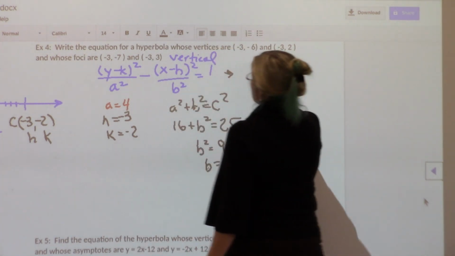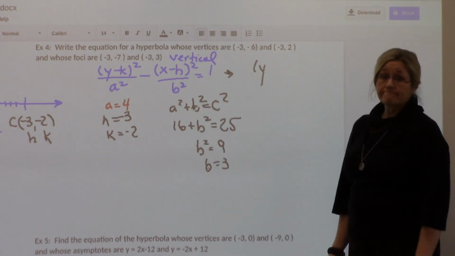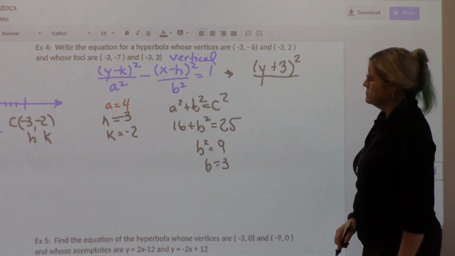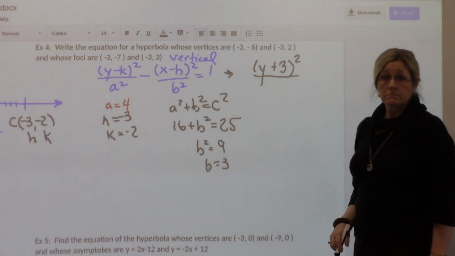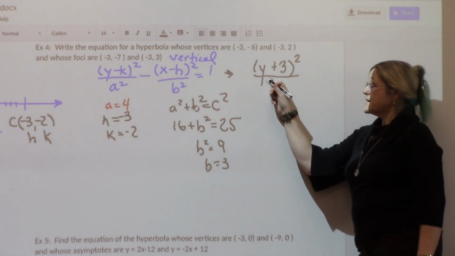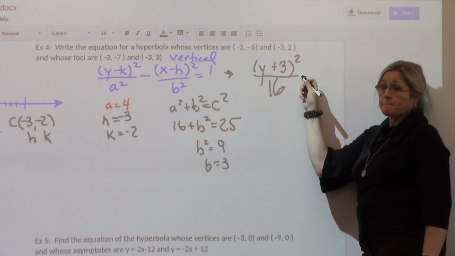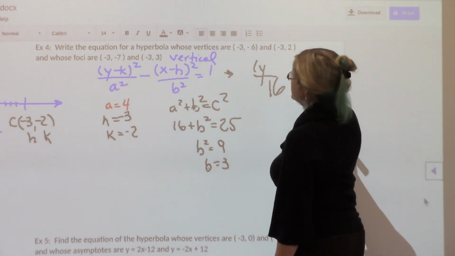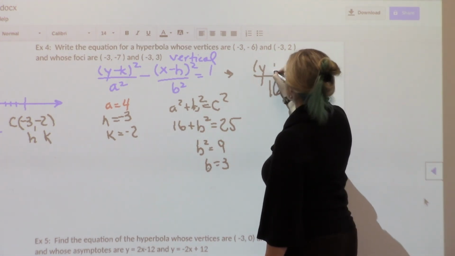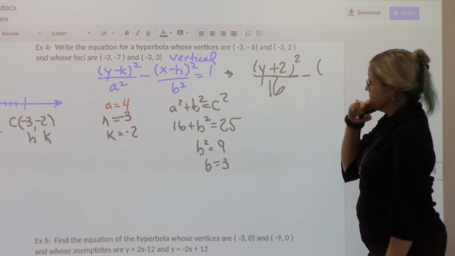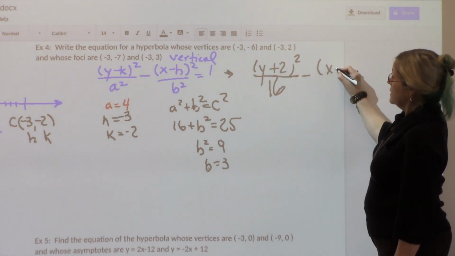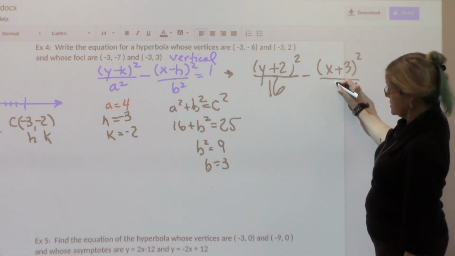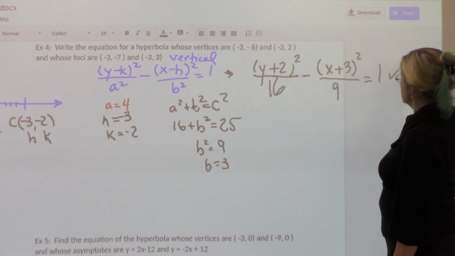This becomes y plus 3 squared over, wait, 16. Yep, a squared, so that's 16. But k is -2. It should be y plus 2. Oh, yeah, duh. Thank you for catching that. That plus 2 squared over 16, minus x plus 3 squared over 9. Okay, because b was 3, so this is 9, equals 1. Yeah. So we're done.